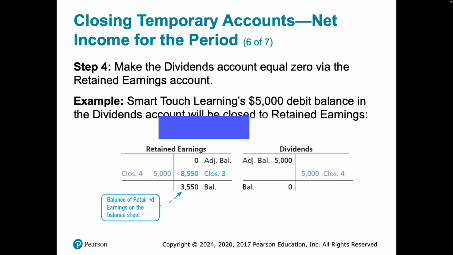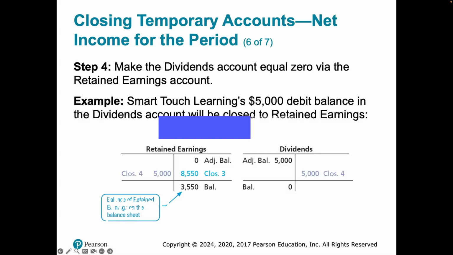Make the dividends account equal to zero via the retained earnings account. So Smart Touch Learning's $5,000 debit balance in the dividends account will be closed to retained earnings. So we have retained earnings and we have dividends. Now we have a debit balance of $5,000 in dividends that we paid out. So we are going to close that out.